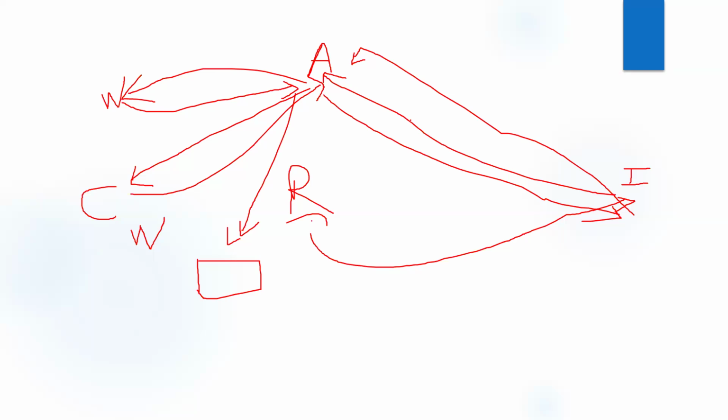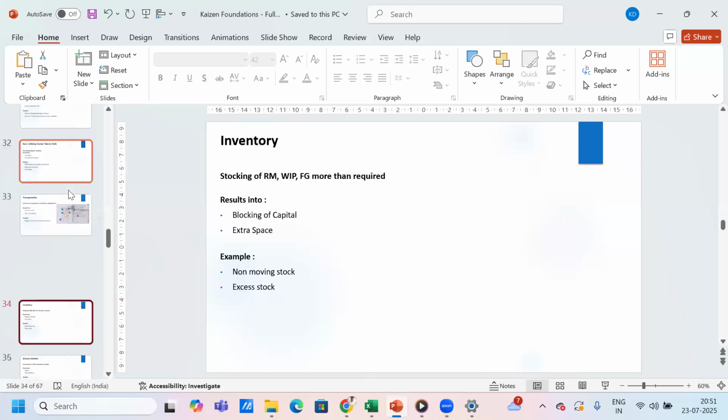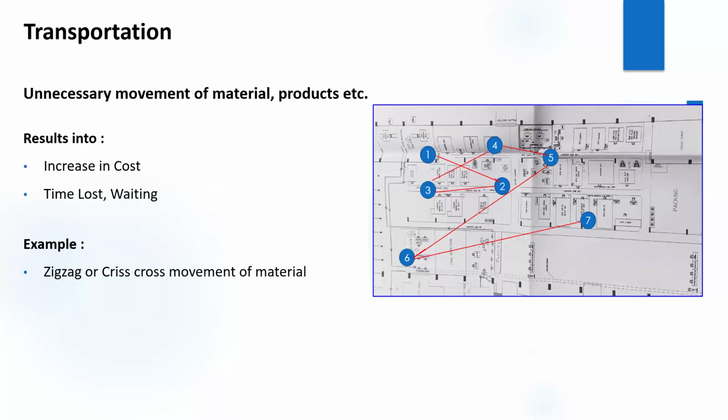But in the earlier case, as I'm telling you, it was purely transportation waste, because that material was moved with the help of a forklift. Hence transportation is treated as a waste, because there is zigzag motion and the customer will not pay for this movement.